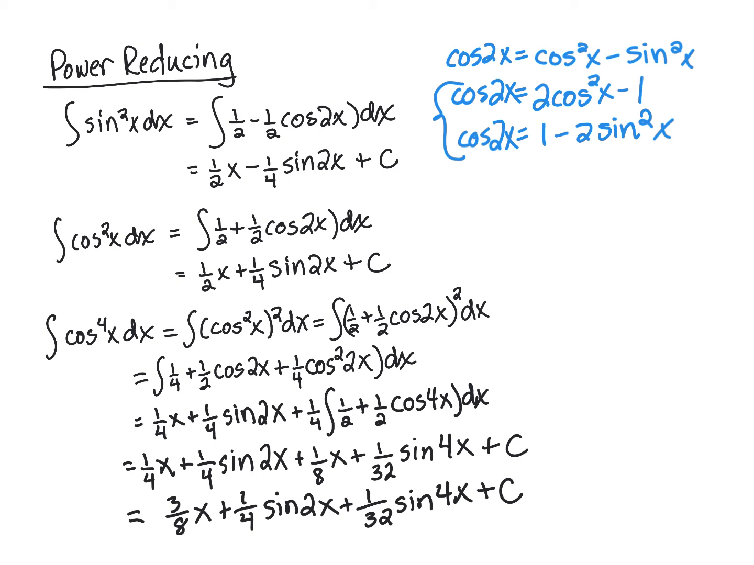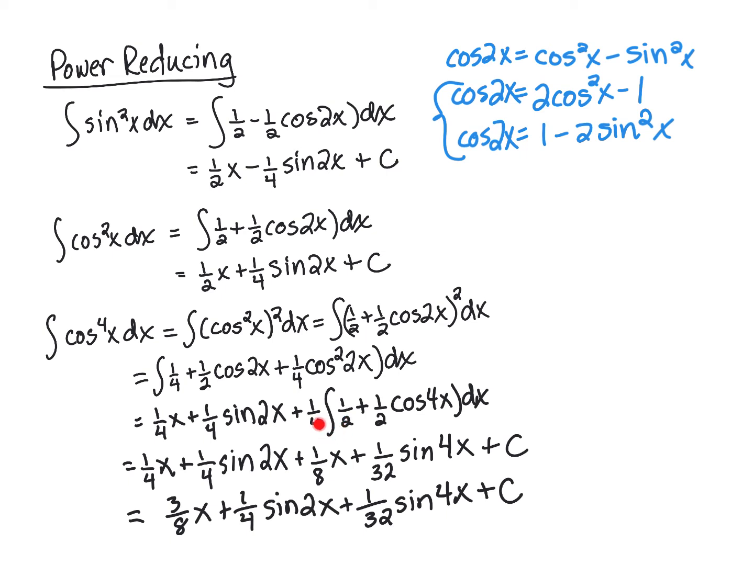Remember, it's not just about these angles being 2, all right? It's about these angles being twice what I started with. So if I started with a 2x here, where's my integral? If I started with a cosine squared of 2x and I use power reducing, now it's double 2x.